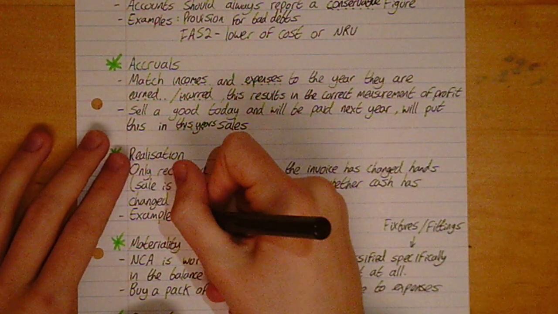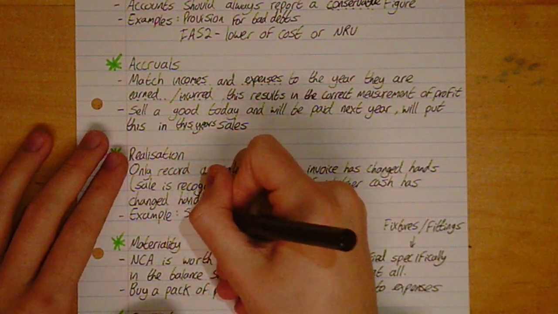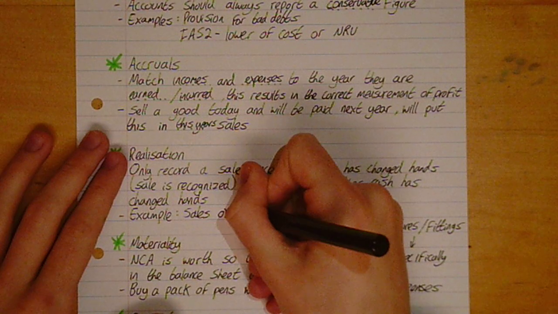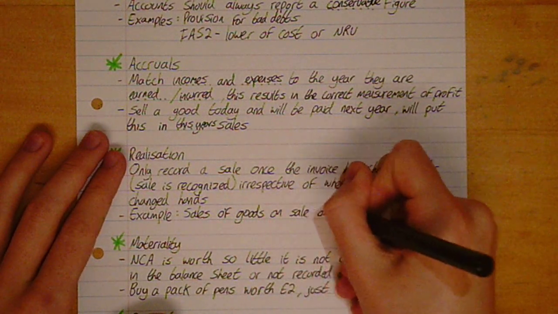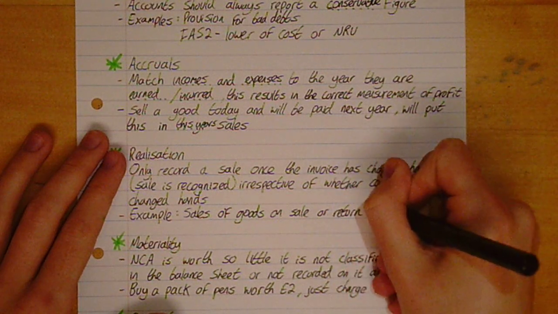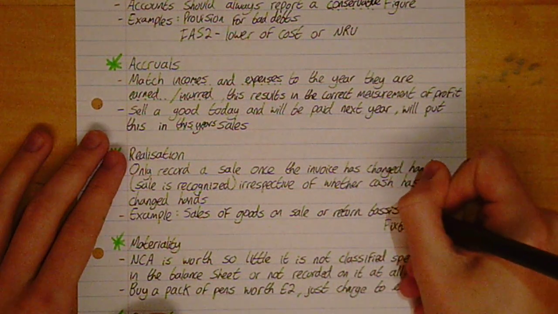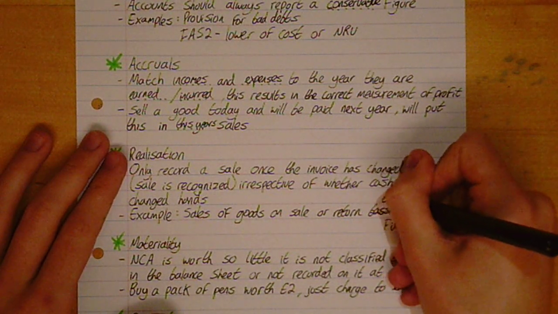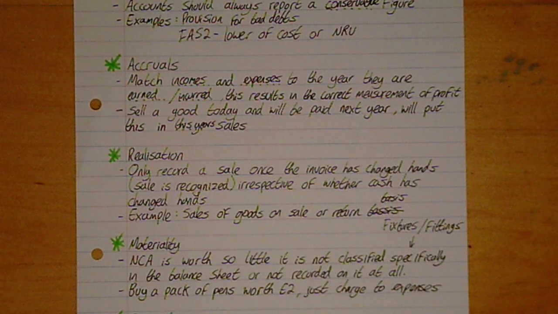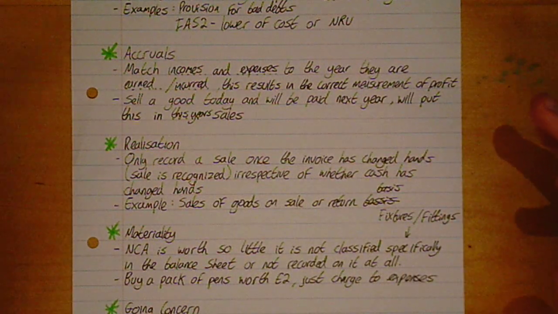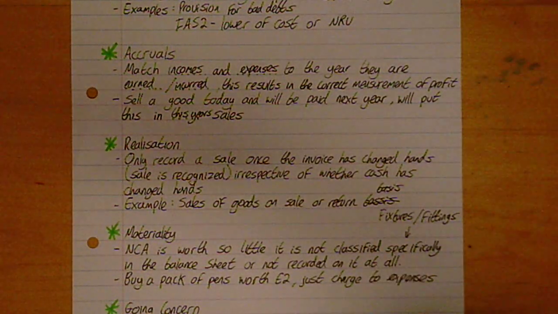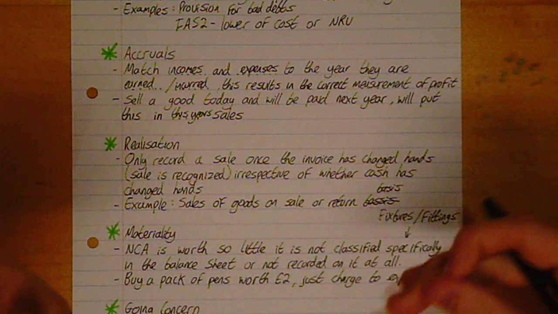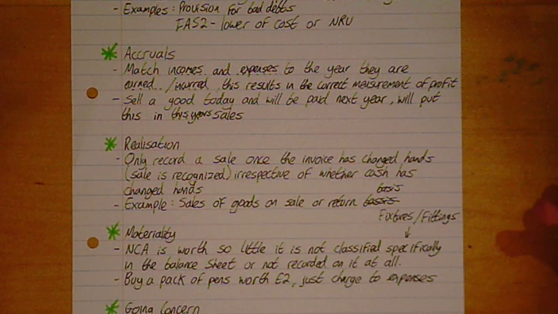So a good example of this is a sale of goods on sale or return basis. Spelled that wrong, haven't I? That's horrendous. So say we give some goods to someone and they're either going to sell them on, or they're going to return them, or it can happen the opposite way. Someone can give us goods and we're either going to sell them, and if we don't sell them we return them.